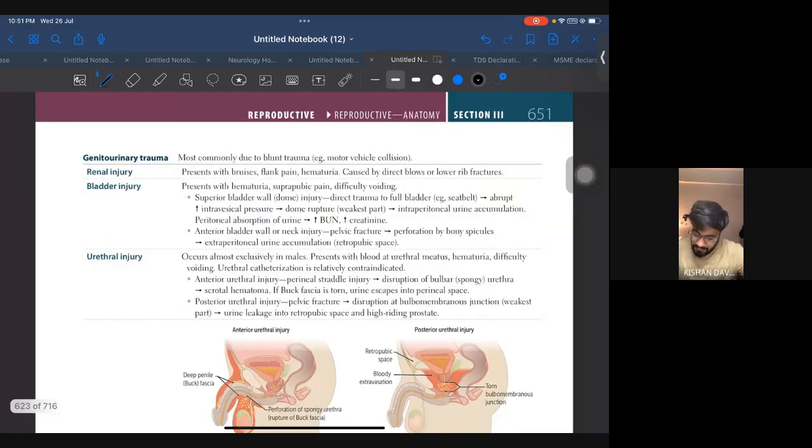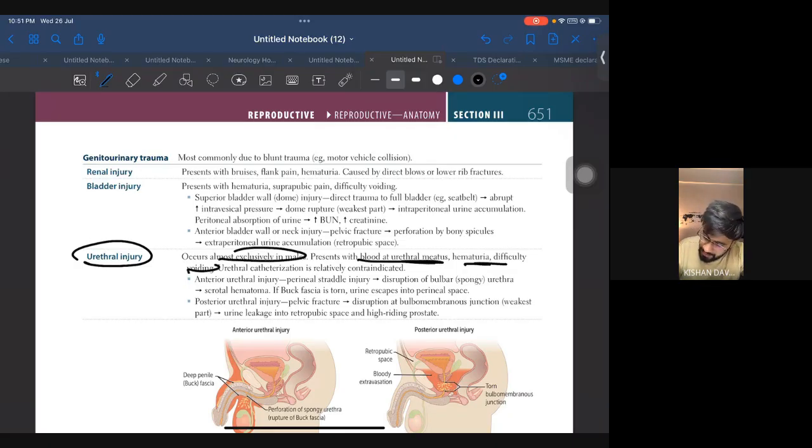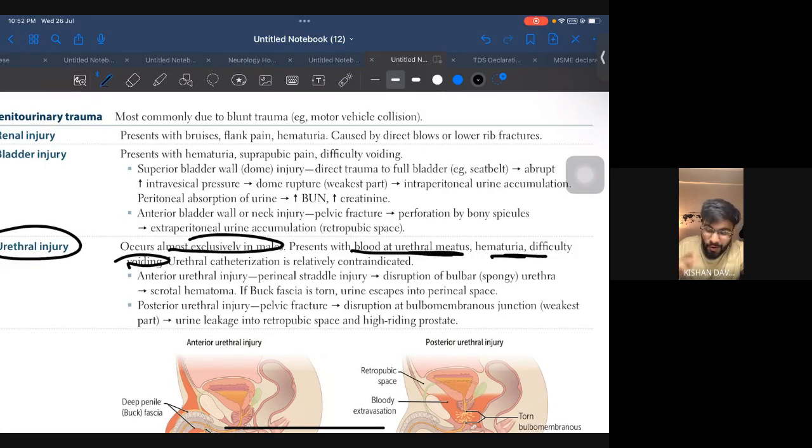Moving ahead, genitourinary trauma. Now this is something new that they have added here. So first let's do urethral injury. Almost exclusively in males, presents with blood at the urethral meatus, hematuria, difficulty voiding. Okay, and because there is a urethral injury and difficulty in voiding and blood is present, you won't use catheterization. Catheterization is relatively contraindicated. This is a very high yield point.